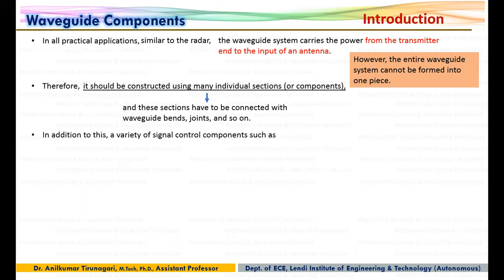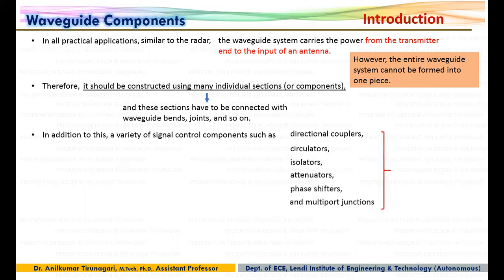In addition to this, we have other signal control components. Those are nothing but the directional couplers, the circulators, the isolators, the attenuators, phase shifters, and multi-port junctions. So these are all known as the signal control components, and these have to be used in the microwave system.